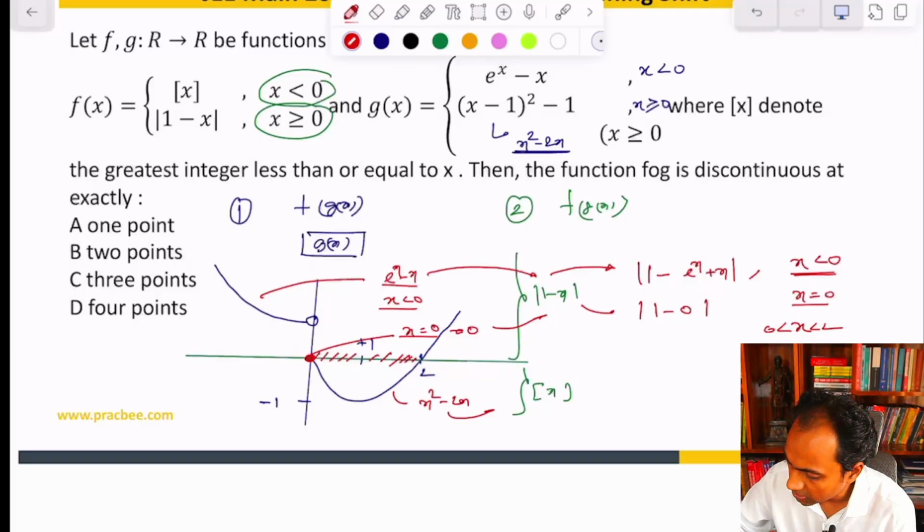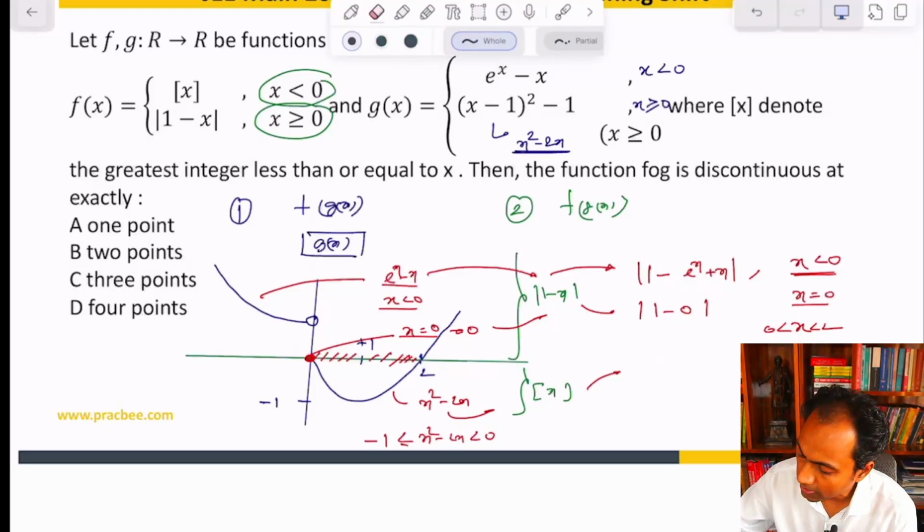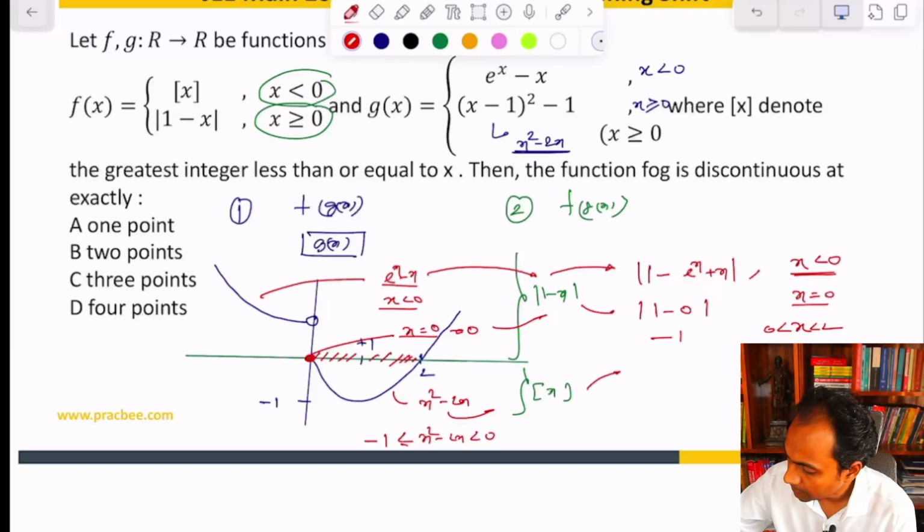You can see that this x square minus 2x lies between minus 1 and 0. The GIF of this is going to become minus 1 only. So, between 0 and 2, the function becomes minus 1, and ultimately for values of x greater than or equal to 2, this x square minus 2x will enter this function, because now you can see that this graph is above the x-axis. So, this becomes 1 minus x square plus 2x comma.